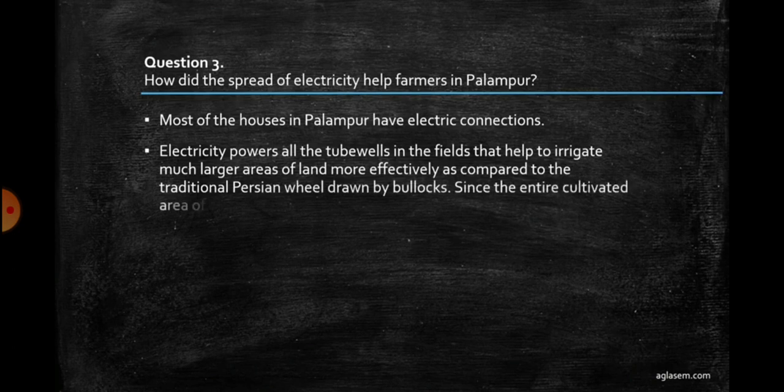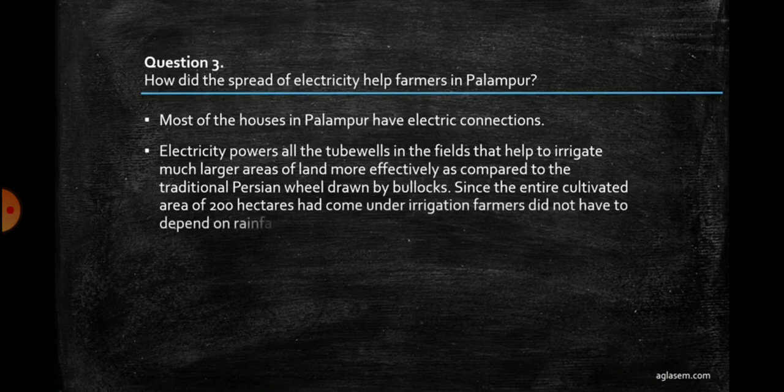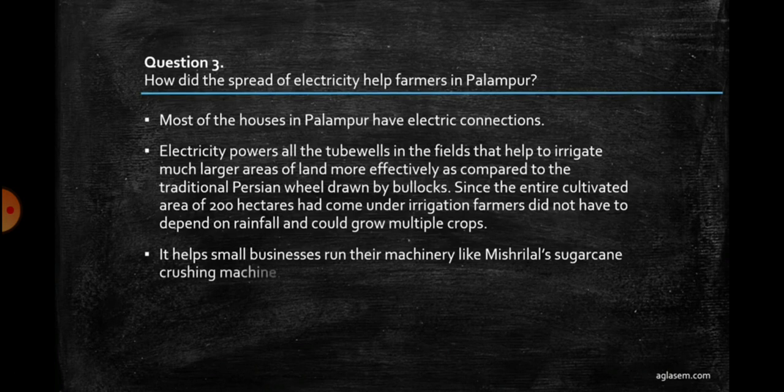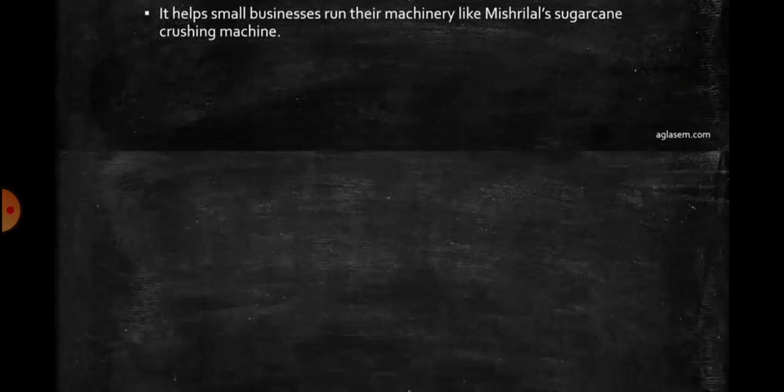Since the entire cultivated area of 200 hectares had come under irrigation, farmers did not have to depend on rainfall and could grow multiple crops. It helps small businesses run their machinery like Mishri Lal's sugarcane crushing machine.